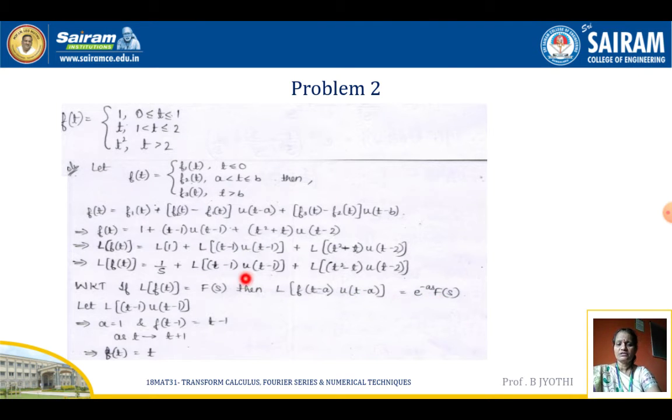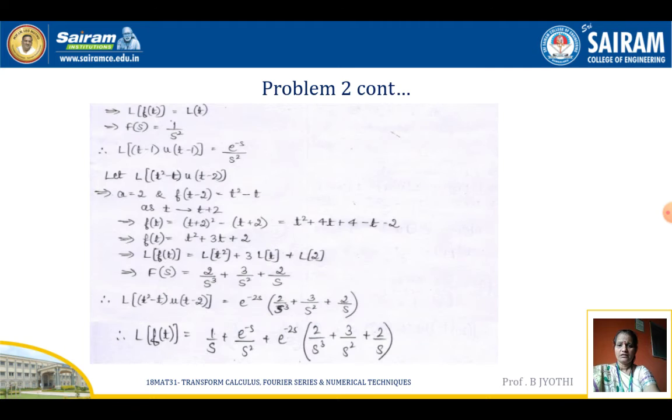Now let us assume the second term, that is L of t minus 1 into u of t minus 1. So a is 1 here, therefore f of t minus 1 is t minus 1. As t tends to t plus 1, f of t will be t. Now L of f of t is nothing but L of t, therefore f of s will be 1 upon s square. Now L of t minus 1 into u of t minus 1 will be equal to e power minus s divided by s square, because minus 1 is there as our a.